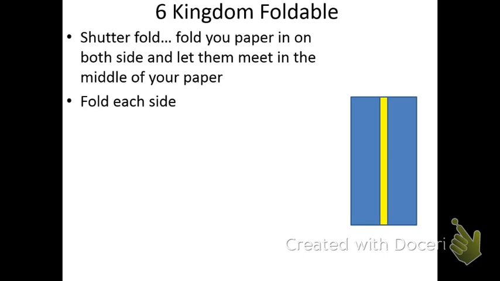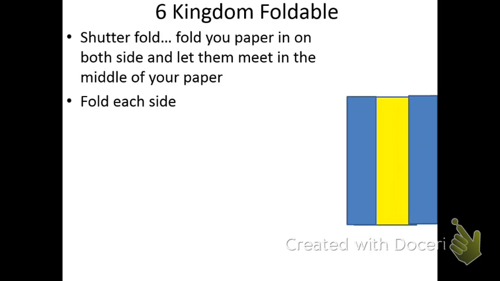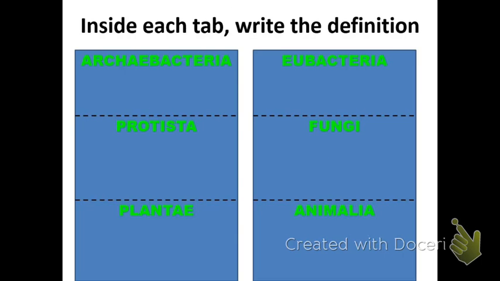Now, what you're going to do is open your foldable up, and take notes on the inside tab under each of these. So you see you've got the archaebacteria, the eubacteria, the fungi, the protists, the animals, and the plants. And that's just the Latin words for what I just said in English. It's on the front because the taxonomy system is based on Latin.